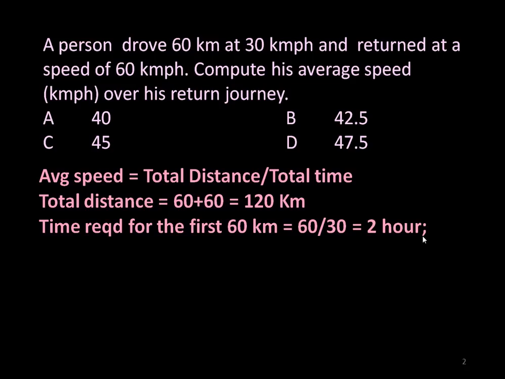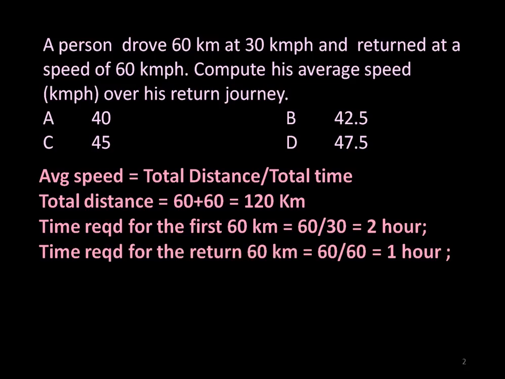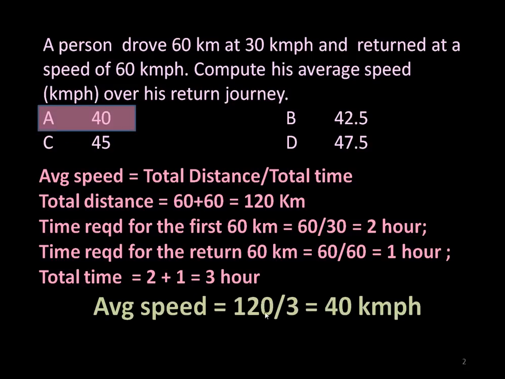So for going 60 km he takes 2 hours, and for returning 60 km, because he returned at a speed of 60 km per hour, he will take 60 upon 60 is equal to 1 hour. So total time to cover the complete journey is 2 hours plus 1 hour is equal to 3 hours. Now average speed is equal to total distance upon total time. Total distance is 120 km and total time is 3 hours. So average speed is equal to 120 upon 3 is equal to 40 km per hour.